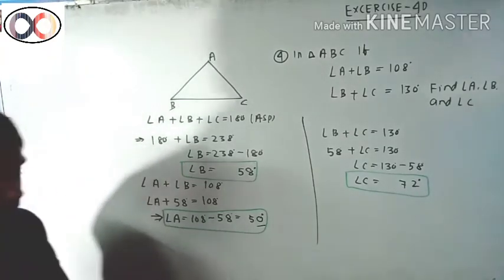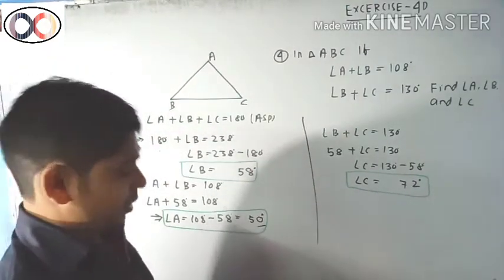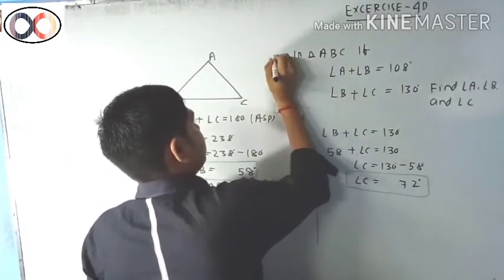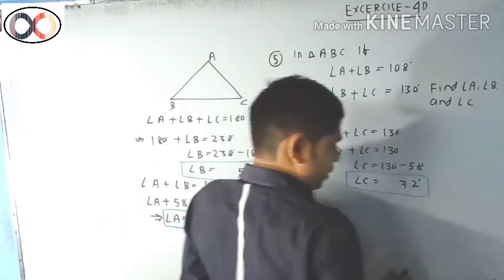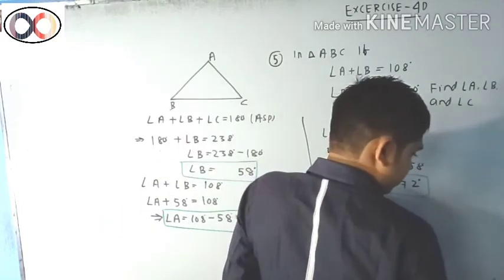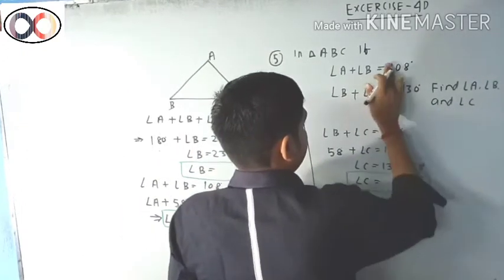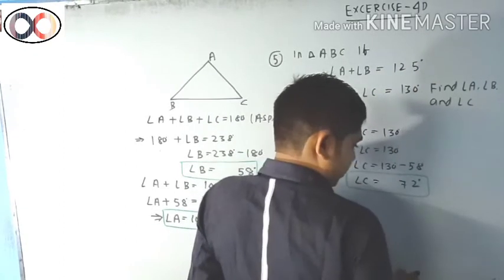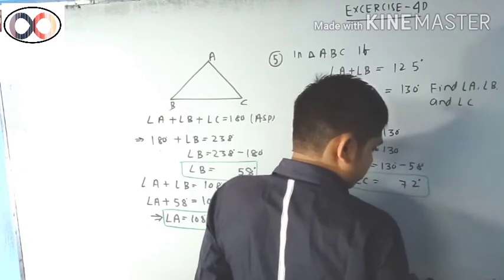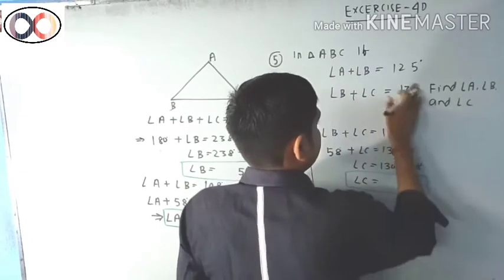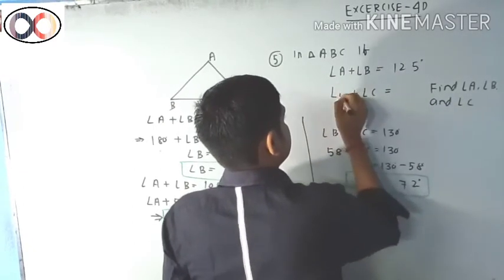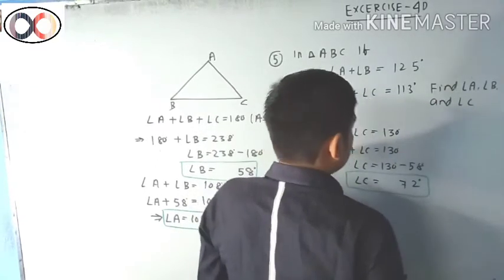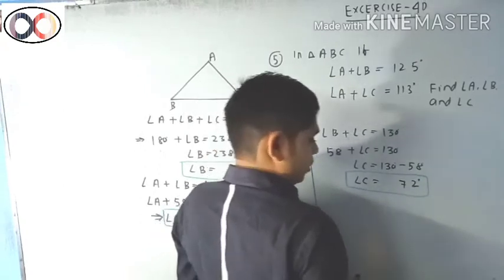You can see the next question, question number 5. In triangle ABC, A plus B equals 125 degrees, and A plus C equals 113 degrees. Students, you can solve that question this way.